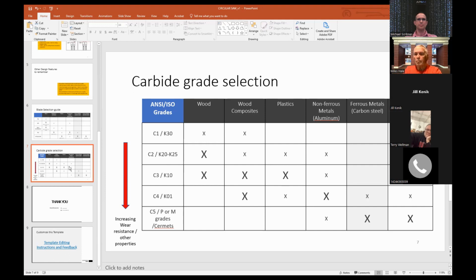So just going through those again, C1 really equivalent to K30 grade. It's really the lowest grade of carbide you can get now, and really primarily for wood composites. But really, for the difference in the money, I think really C2 grade of carbide, K20, K25. That's really good. It's really for softwood manufacturing. So, pines, things of that nature. Again, because it's not such a hard wood, you really don't have to worry about the blade wearing out prematurely.